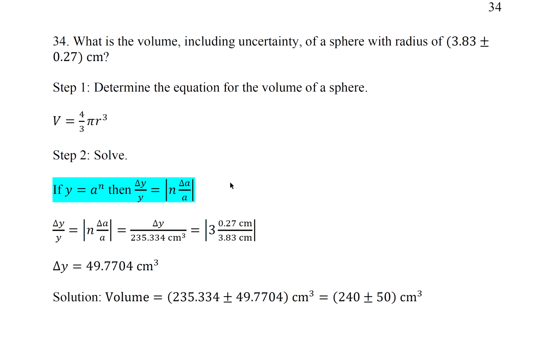Question 34. What is the volume including uncertainty of a sphere with radius of 3.83 plus or minus 0.27 centimeters? So step 1, determine the equation for the volume of a sphere. Write it down. Step 2, calculate y, which is 4/3 times pi times 3.83 cubed. And then plug all the values into the equation in blue to solve for delta y.